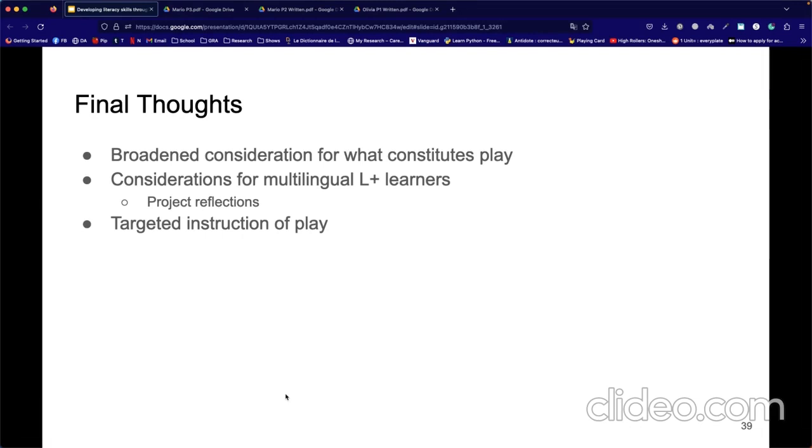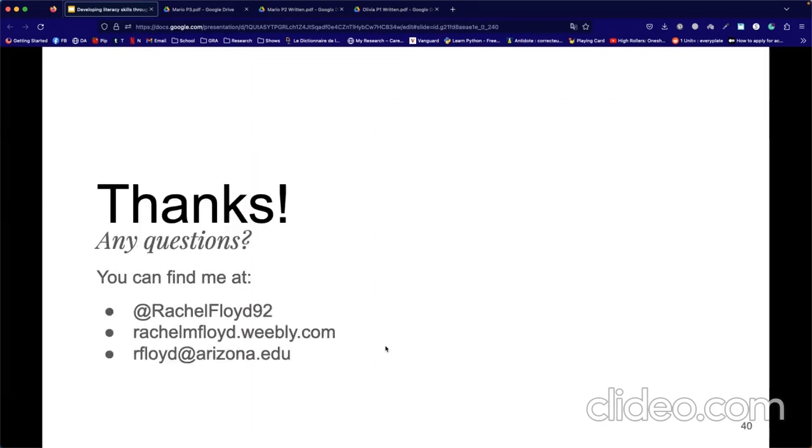There should be considerations for multilingual learners. Things like having project reflections where students discuss openly their choices of play can be a good way of having the instructor understand the thought process and what kinds of play were used in the projects. And finally, targeted instruction of play might be helpful if there are certain kinds of play that the instructor wants to stress or that the students might miss if it's not highlighted.